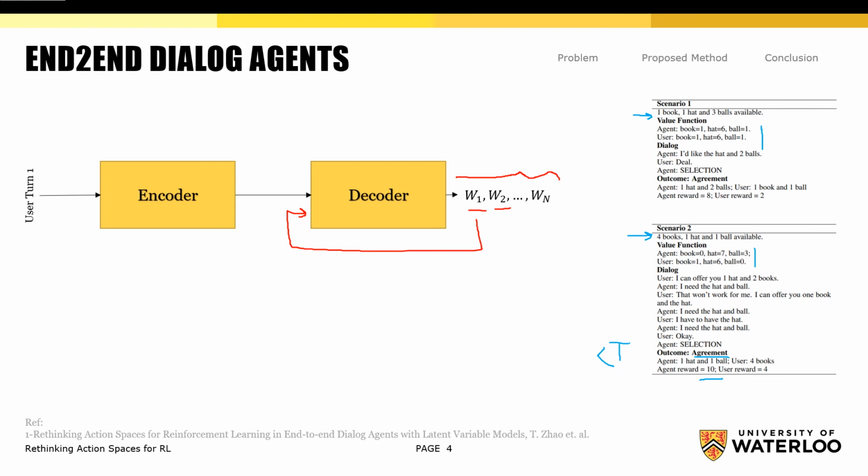Because we don't necessarily know when these two agents are going to reach an agreement, we are going to recursively pass this new context vector to the encoder, and then the encoder is going to generate hopefully a good information vector for the decoder, so the decoder can generate some useful words for the next turn.